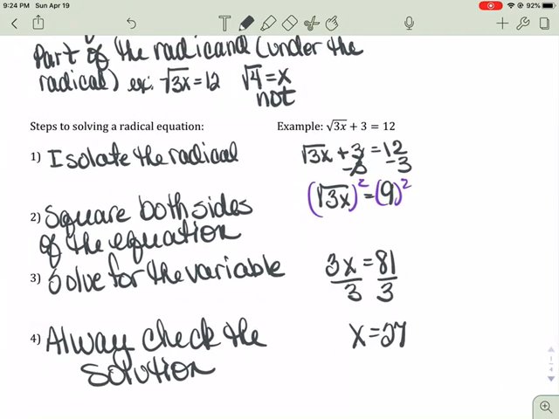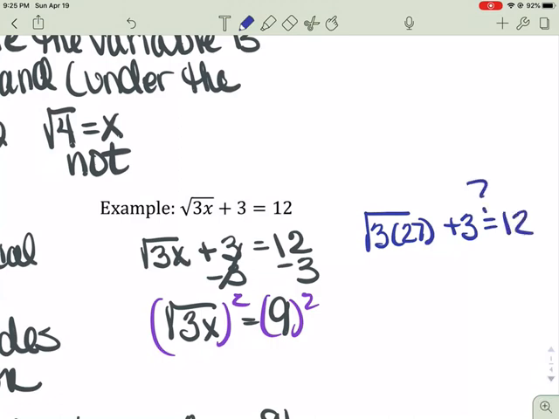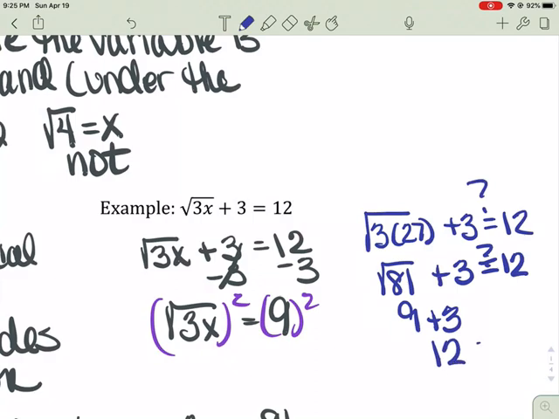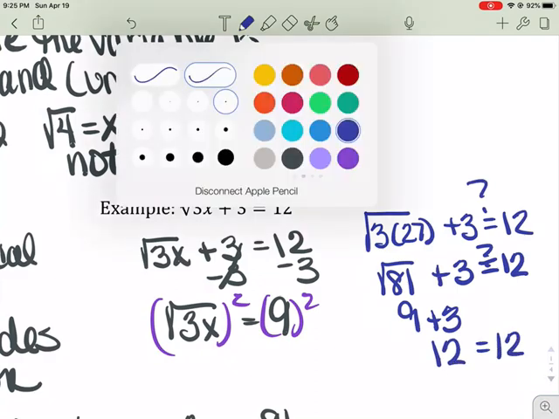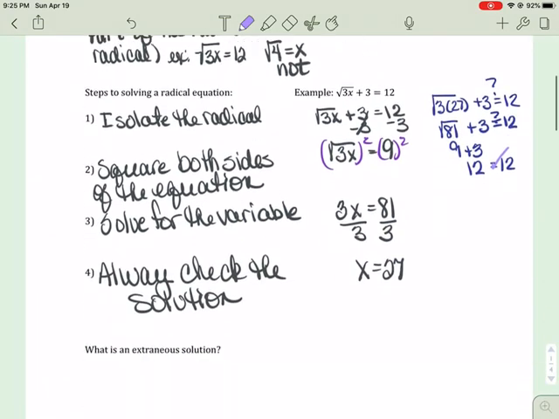Okay. All right, so what does that mean? That means I'm going to take 27, put it back in for x and see if my answer is actually 12. So I'm going to come back over here and go square root of 3 times 27, then plus 3, and say, hey, does that equal 12? So 3 times 27 is 81, plus 3. Again, big question mark, does that equal 12? So 9 plus 3. And we do get 12. So our solution of 27 is correct.